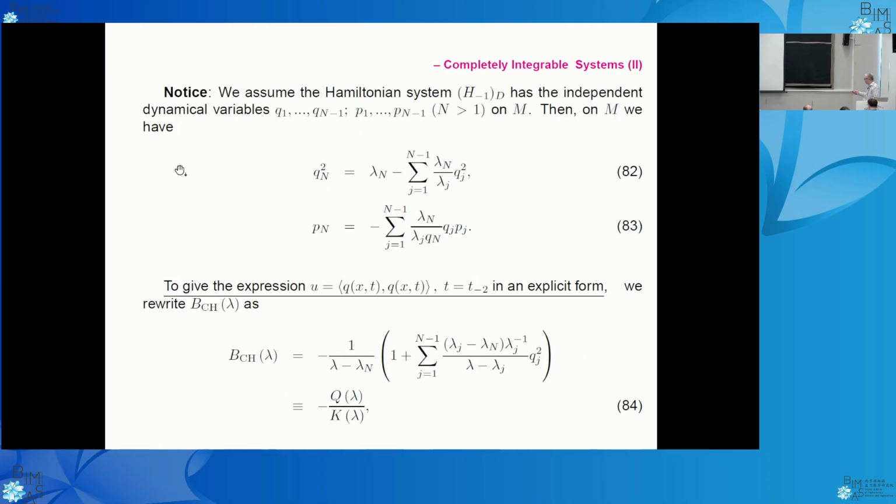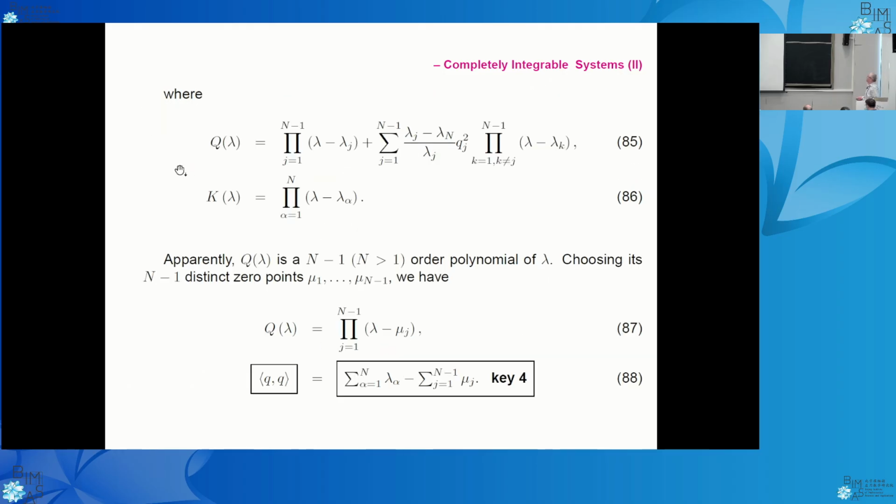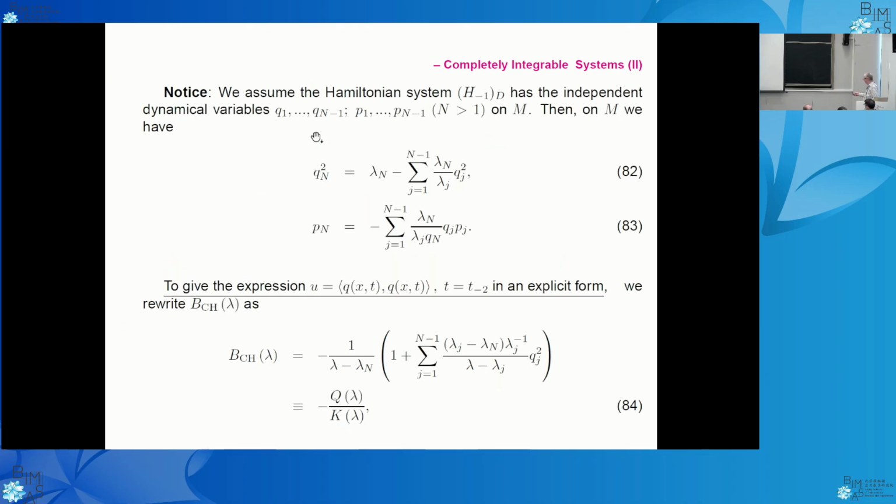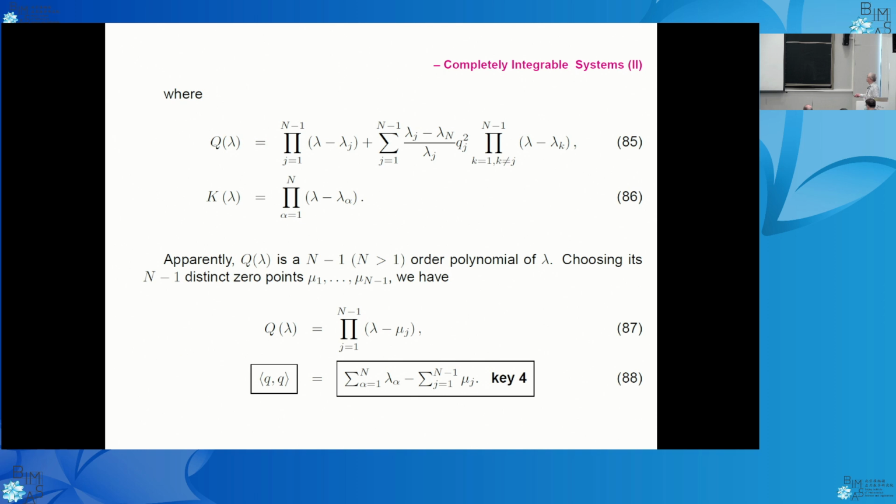So what is a polynomial? Basically those two are polynomials. So Q lambda is an n minus 1 degree polynomial like this, whereas K lambda is in the denominator. Remember, K is in the denominator. So in the following, we just need to figure out the inner product of Q itself. Now you find the algebro-geometric solutions. Okay.